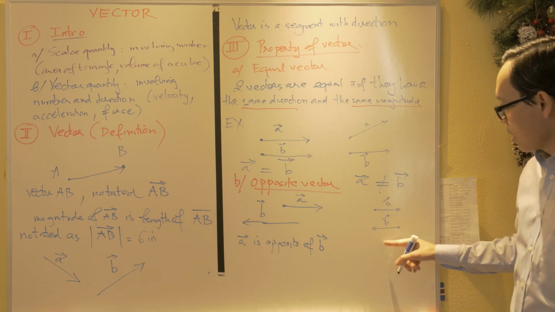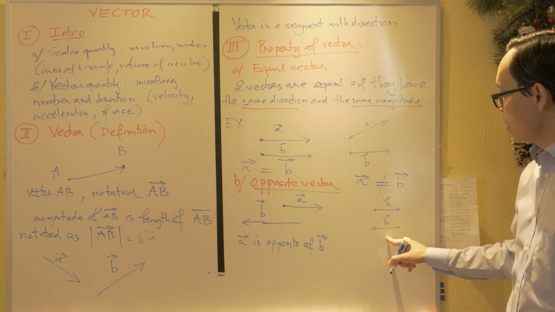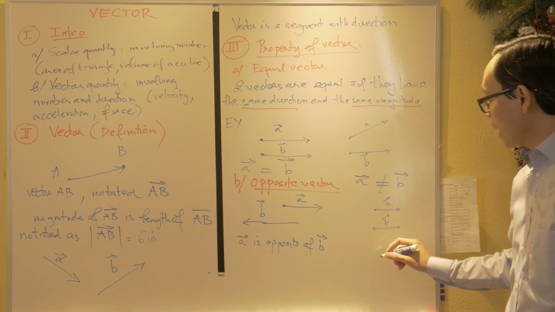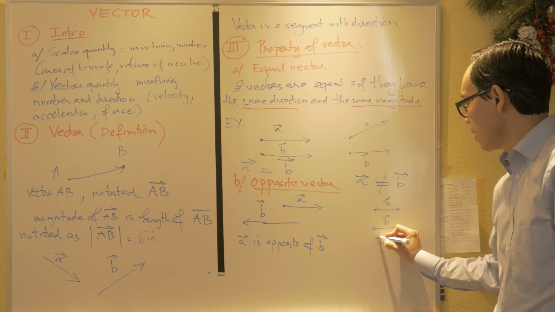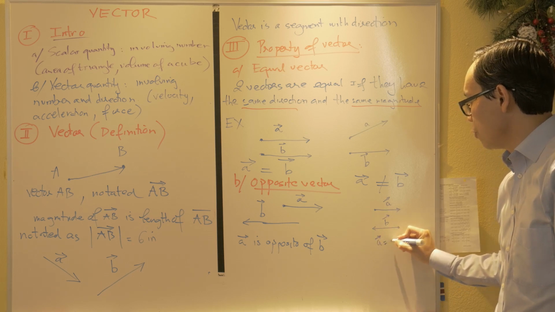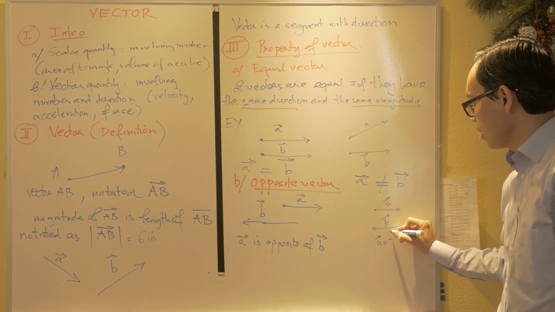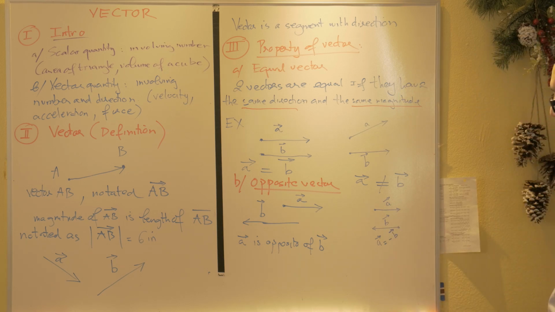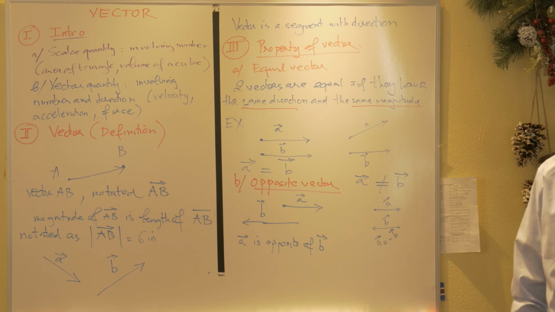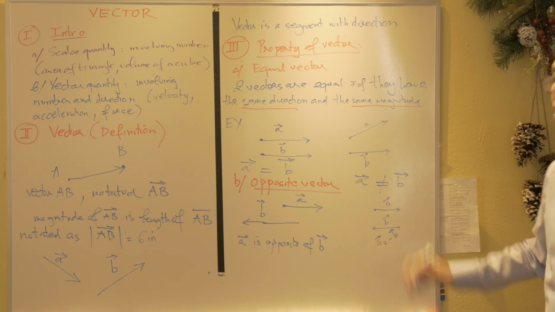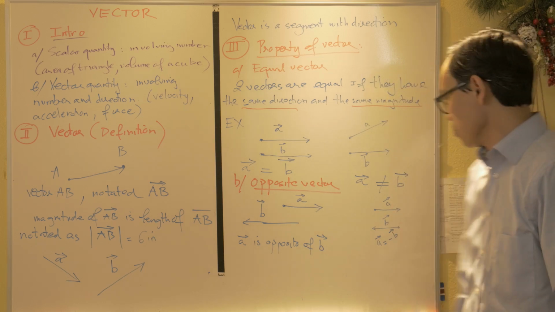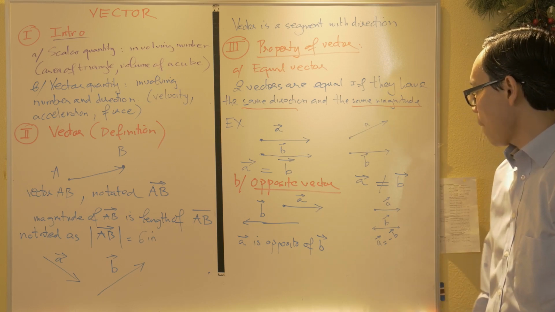So in this case, because they have the same magnitude, even though they point to different directions, I can write vector A equal to the minus of vector B. Okay, minus of vector B. They're still opposite to each other. Okay, but I cannot say they are equal. Even though the magnitude is the same, the direction is different, so I cannot say they are equal. But they are still opposite to each other.